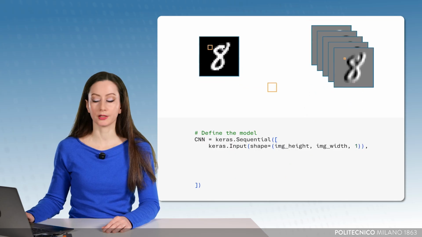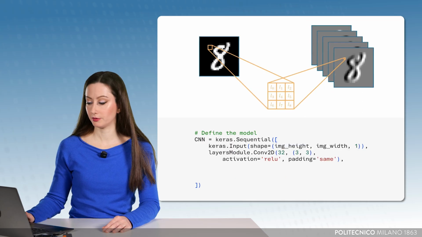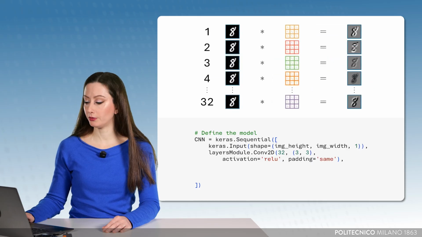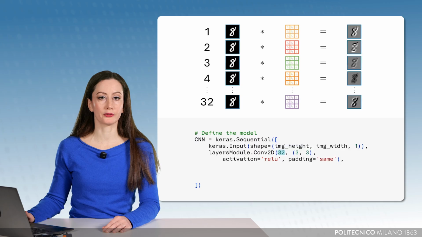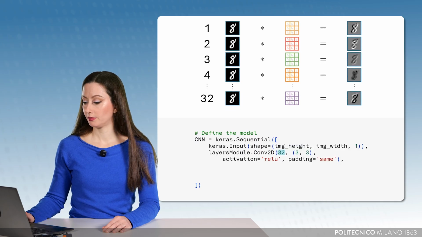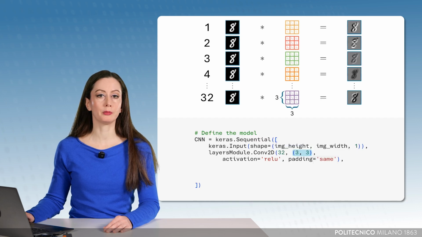So let's see in detail how to define these layers, starting from the convolutional one. The first argument to the Conv2D layer is 32 and sets the number of filters. And the second one, 3,3, is the size of each filter, making each filter a small 3x3 matrix with learnable entries.